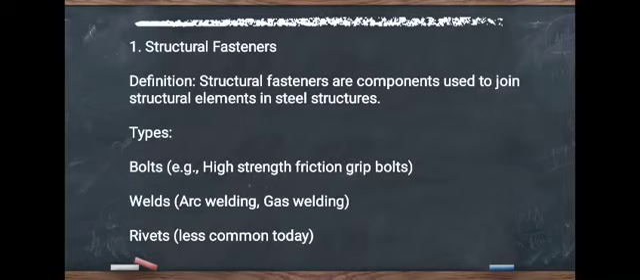Structural fasteners. The structural fasteners are components used to join structural elements in a steel structure. The structural fasteners have many types: bolts, welds, and rivets. Bolts include high strength friction grip bolts. Welds have two types: arc welding and gas welding. Rivets are less commonly used by designers due to their many disadvantages.